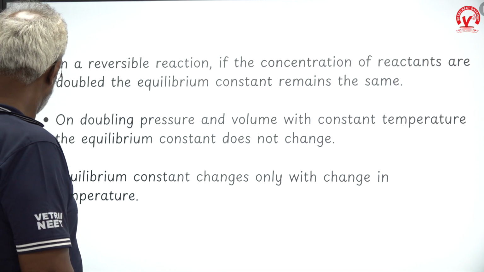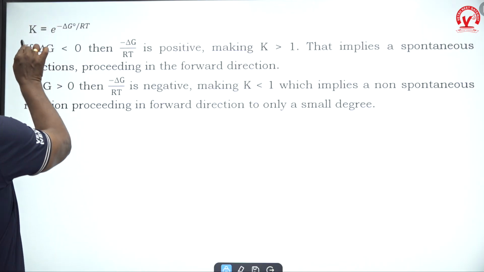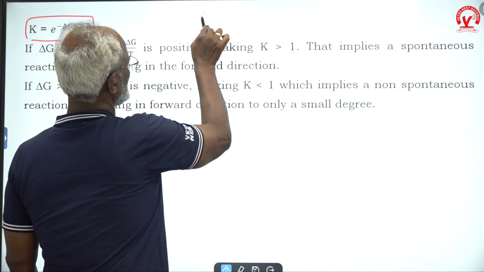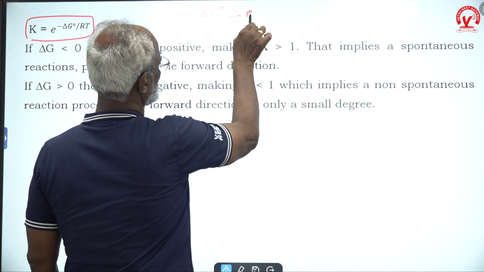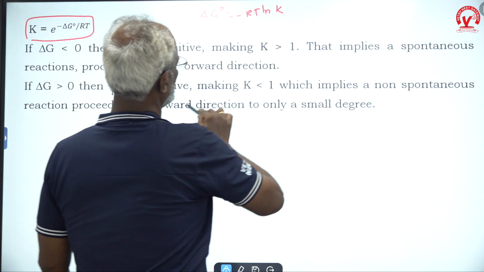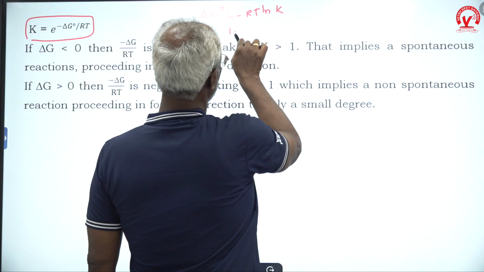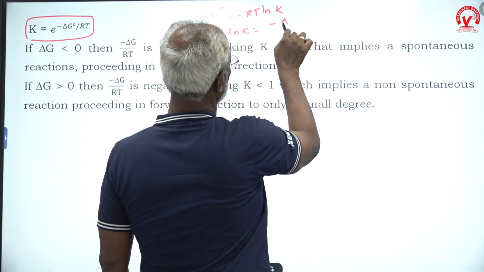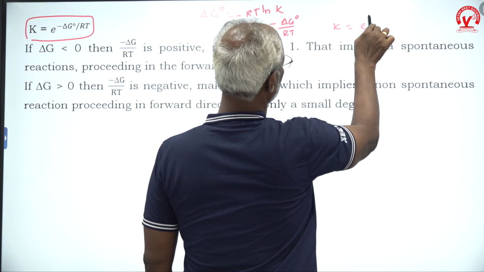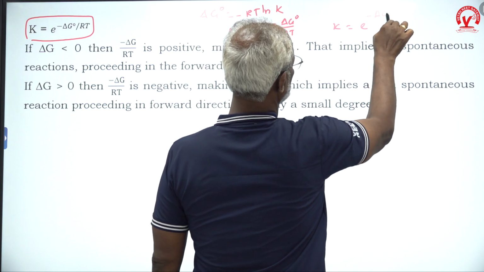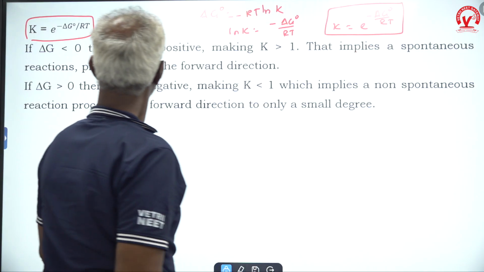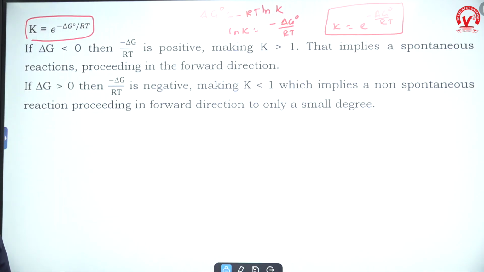We have seen this equation already, and I already explained this. Delta G naught is equal to minus RT ln K. So ln K will be equal to minus delta G naught by RT, or K will be equal to e power minus delta G naught by RT. We already derived this equation. Now we'll see this closely.